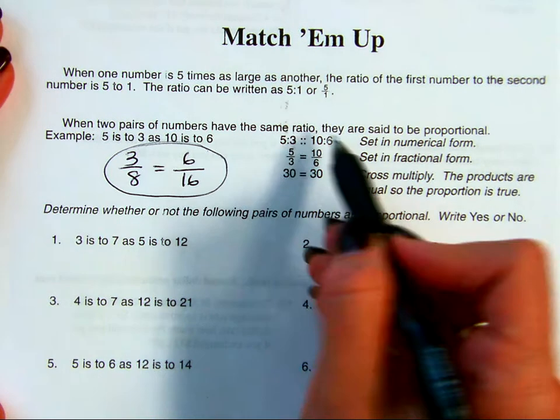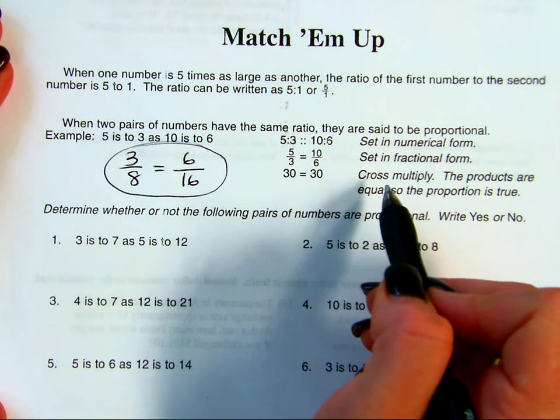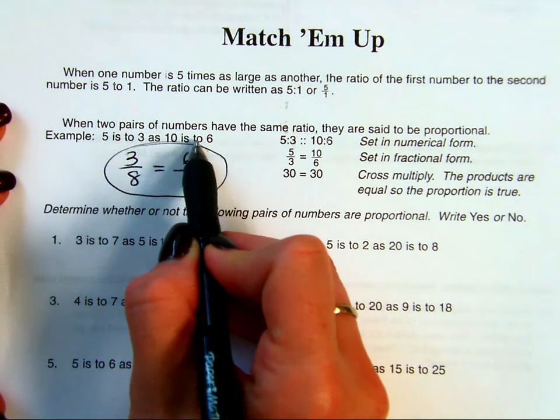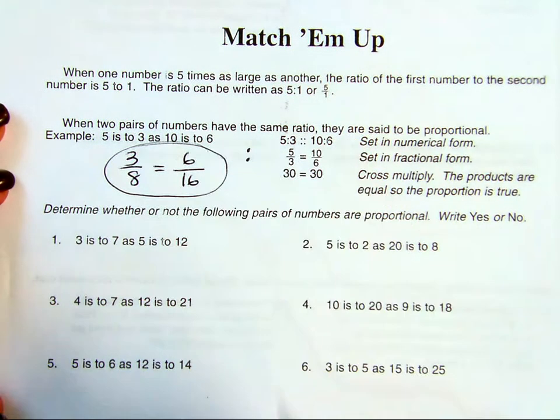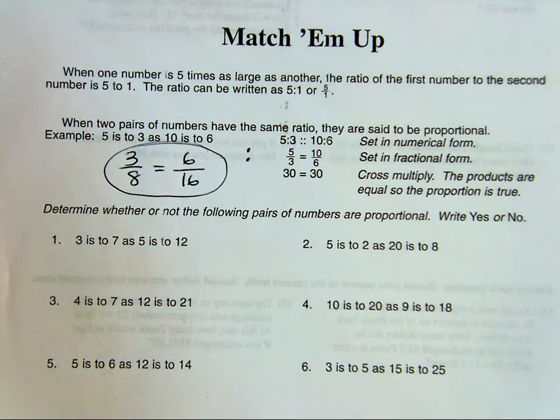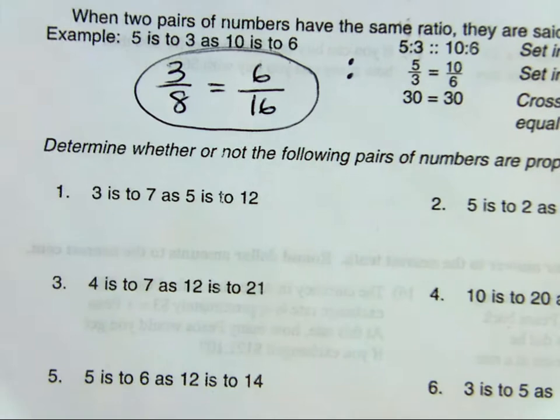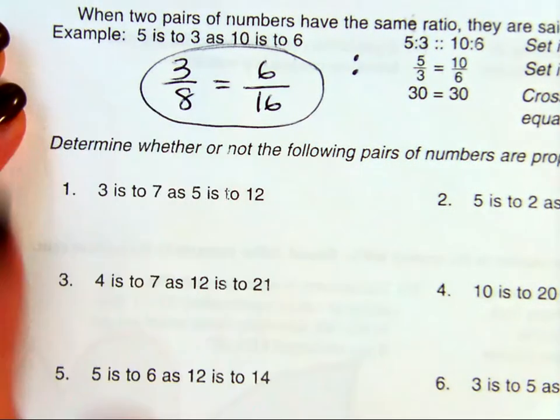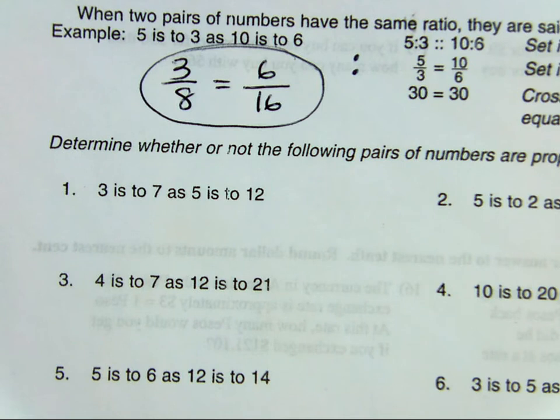And ratios, we know, can be written in a couple different ways. Like 5:3 as 10:2. So if I were to zoom in on number 1, it says 3:7 as 5:12. Is that a proportion? And you may look at that and say, I have no idea. How can I figure this out? Well, when it's in two fractions, it's probably the easiest way to figure out, right? So we need to just take these and put them as a fraction.